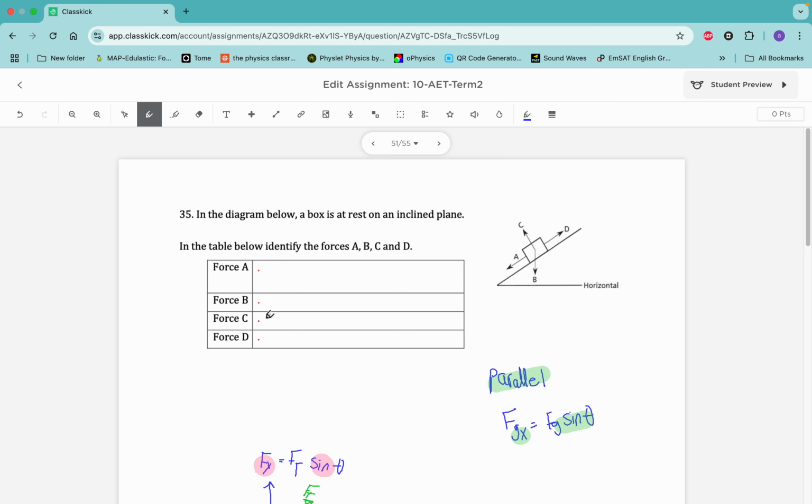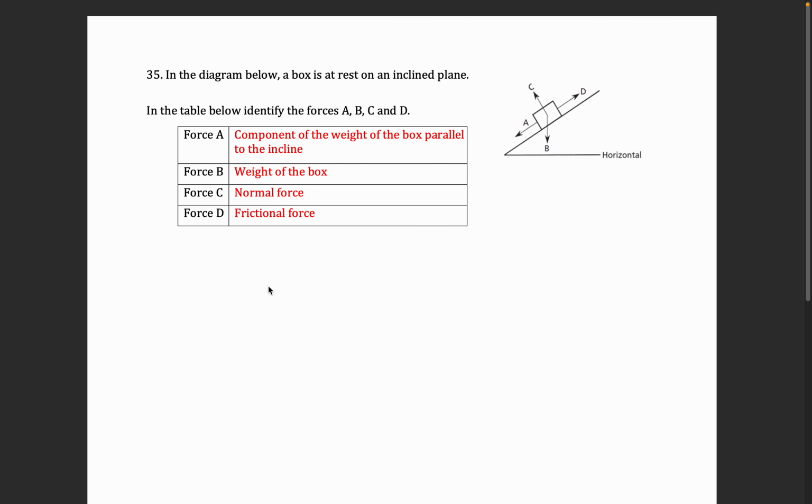Regarding this point, let's find what the correct answers are here. Force A shows the component of weight that is parallel to the box, to the incline surface. B shows the weight of the box. C shows the normal force, and D is the friction force.